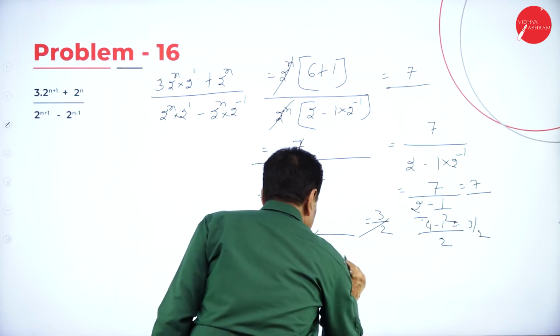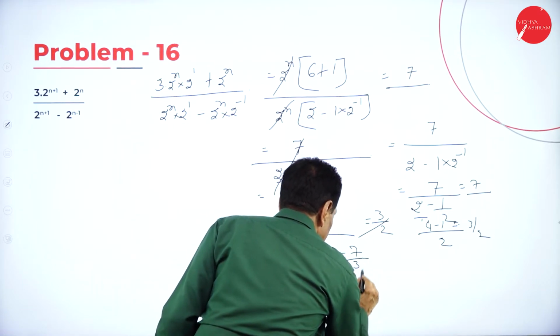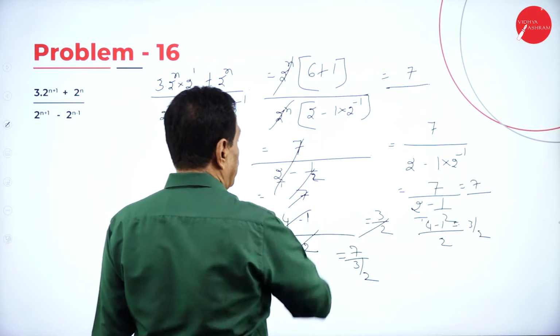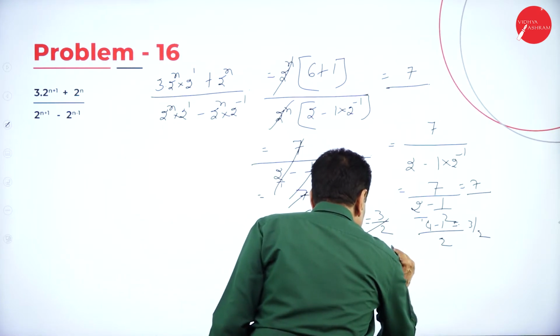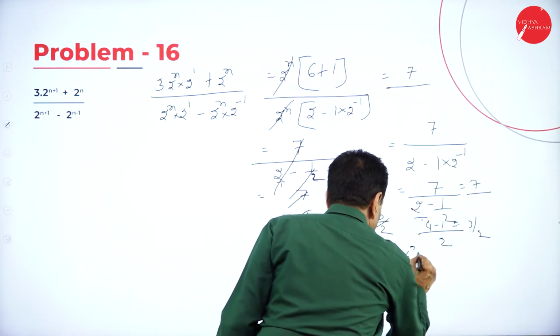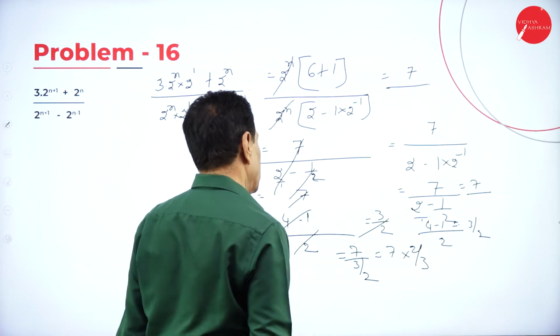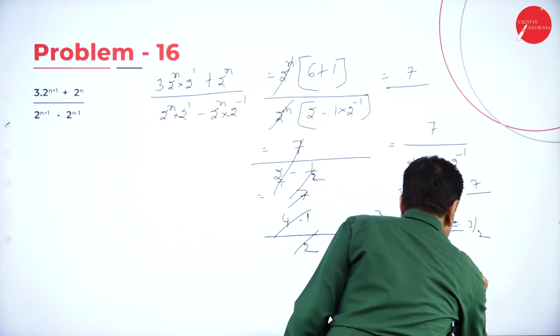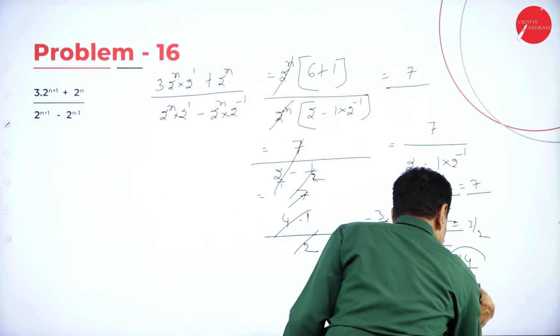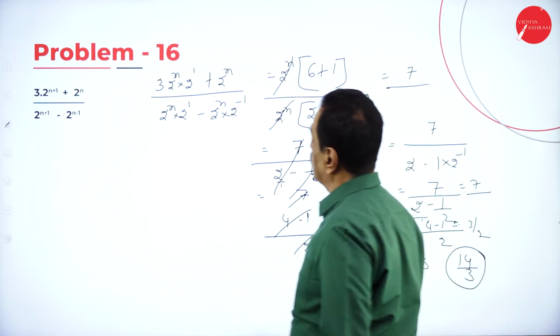So it is 7 divided by 3 by 2. If we take this now, it is 7 into 2 by 3. This is 14 by 3. Or we can simplify this also.